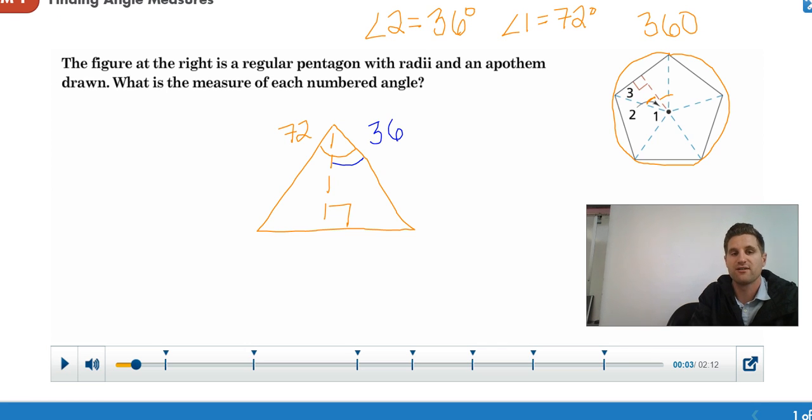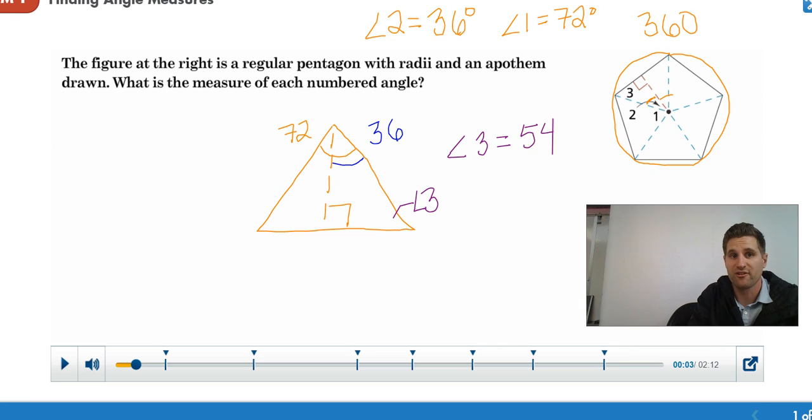And now we're trying to find angle 3 down here. The way we're going to do that is just subtract. So do 36 plus 90, and we get 126. Subtract that from 180, and angle 3 is equal to 54.